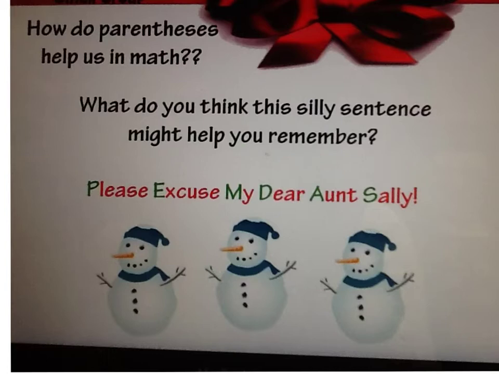Understanding order of operations is really important, especially when you get into longer expressions. You can always think about this silly sentence to help you remember. Please excuse my dear Aunt Sally. P stands for parentheses, E exponents, M multiply, D divide, A for adding, and S for subtracting. Another thing that students have often remembered is called PEMDAS.